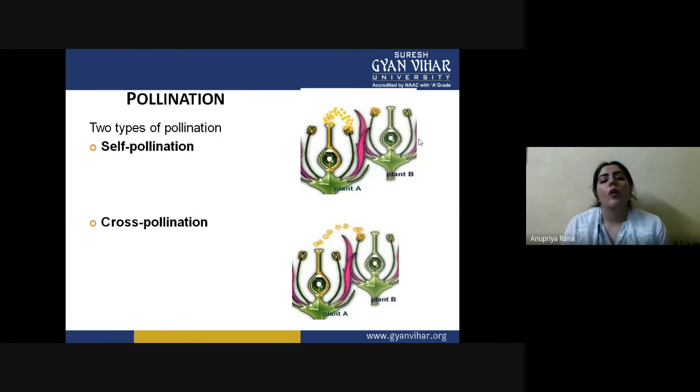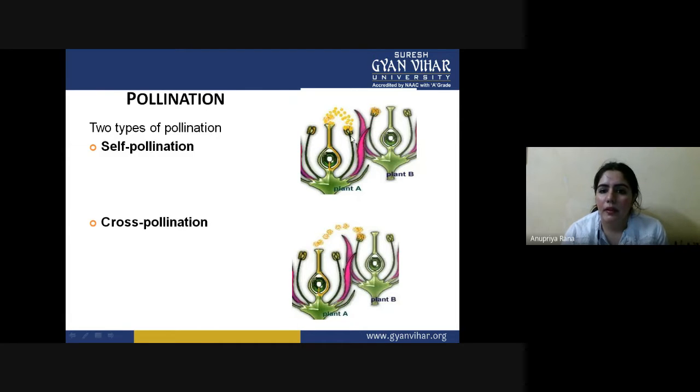Now that we have seen what pollination is, let us see the types of pollination. There are two major types of pollination. The very first is self-pollination and the second one is cross-pollination. So what happens inside self-pollination? As the name suggests, self means the pollination needs to happen inside their own flower.